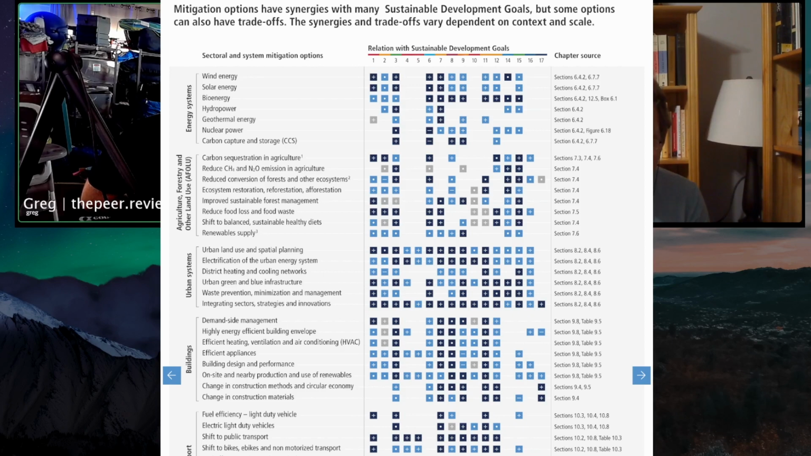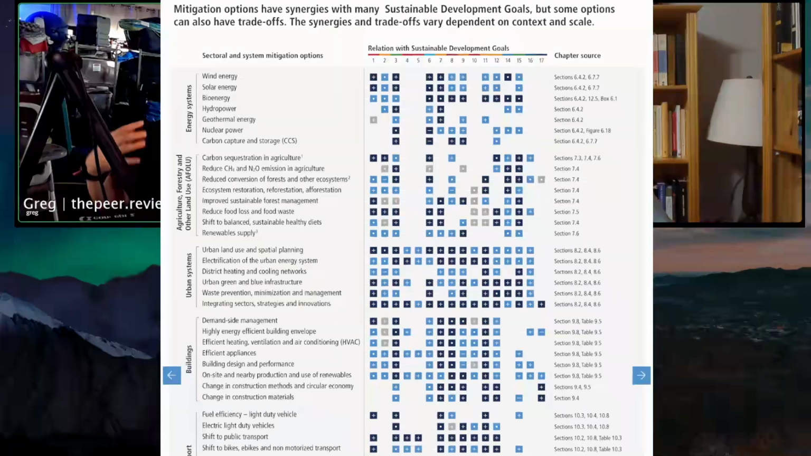On the left-hand side are the mitigation options that we were looking at before: energy systems; agricultural, forestry, and other land use; urban systems; buildings; transport; and industry. These are different ways that we can mitigate our impact on the environment. On the right, all those dots and pluses and the blue squares are sustainable development goals. Basically, we're looking at ways that our mitigation goals align with our sustainable development goals.